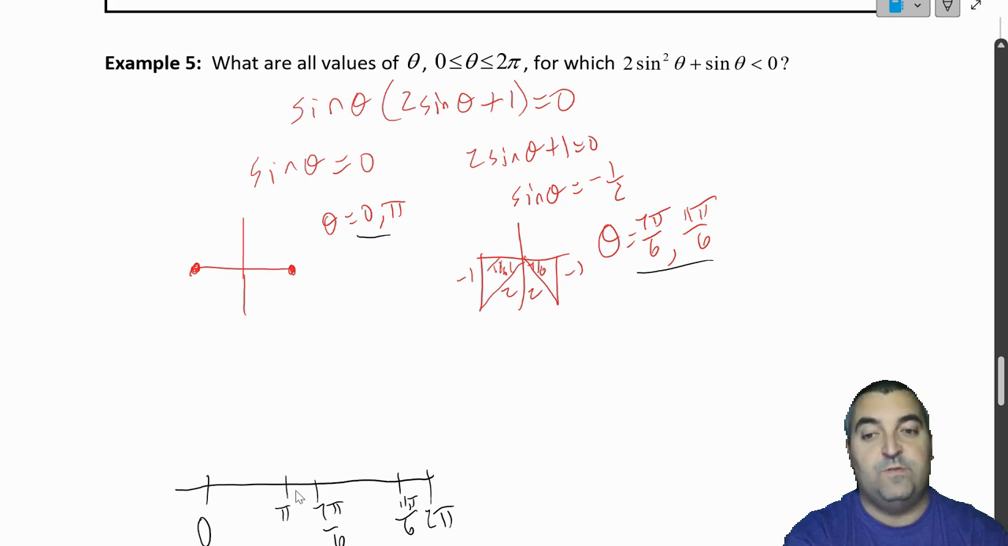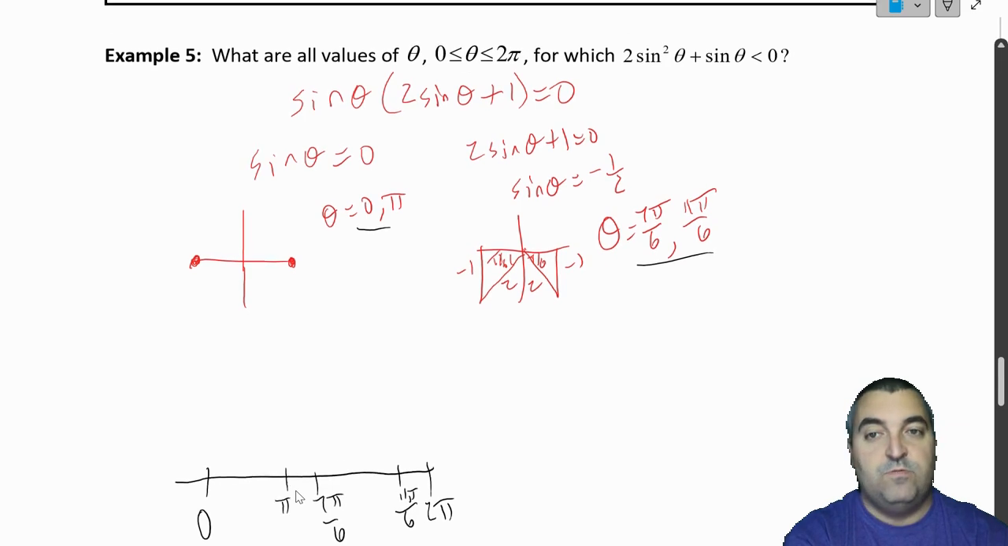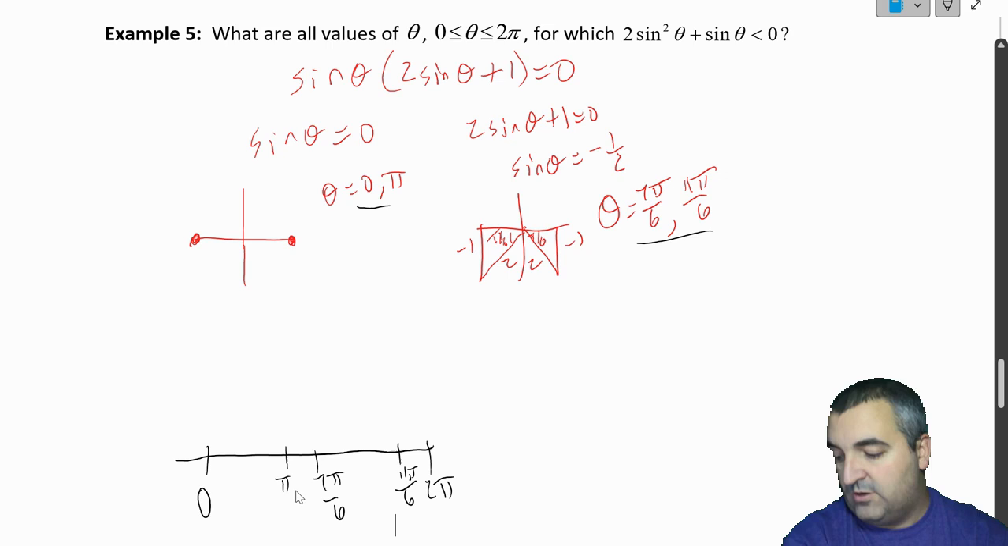We don't actually know how to evaluate something between pi and 7 pi over 6. There's not a nice angle there. So this is where the other approach comes in: let's graph our two functions, look at those graphs, and determine what we have here.